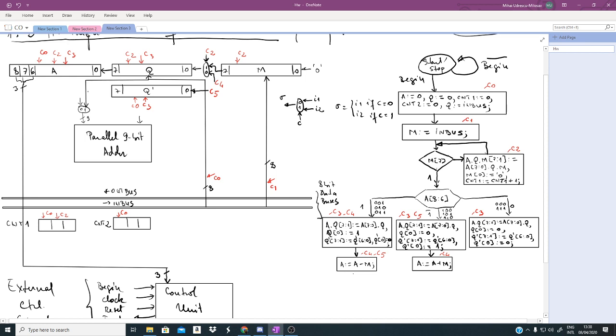Right, so we have 9 bits from here. Obviously, 8Q is on 8 bits, but I'm appending a 0 bit here, so I'll have 9 bits over here. And I'll also have register A.